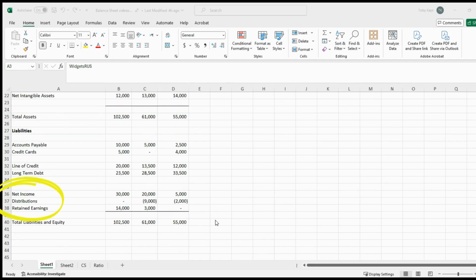And finally, we have equity. So equity represents the income that's been earned over the years since the start of the business, less distributions, plus the owner's contribution over the time of the business. So over here, we have our net income, which is our current year's net income, our current year's distributions, and the retained earnings, which represent the accumulated income and distributions from prior years, the net amount of that number.